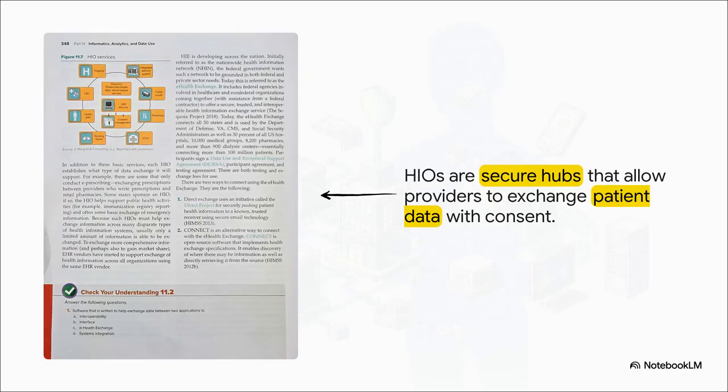So who manages all this? A lot of the time, it's a health information organization, or HIO. Think of an HIO as a trusted, neutral middleman, like a secure digital town square for health data. With John's permission, both his doctor and the hospital can plug into the HIO to securely share his records. The HIO handles the tricky stuff, like making sure it's the right John Smith and managing his consent.